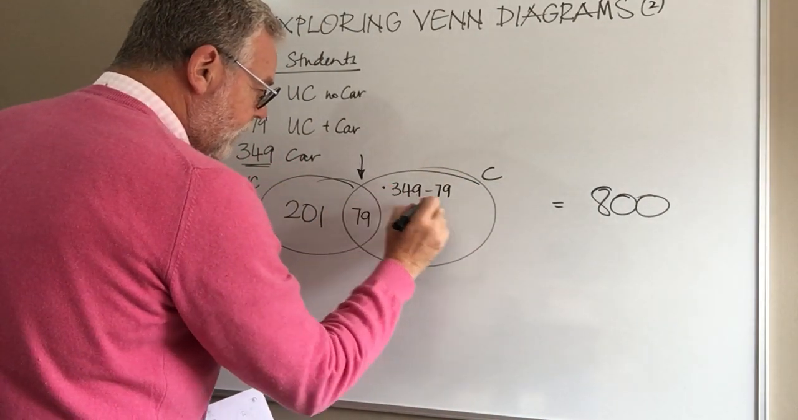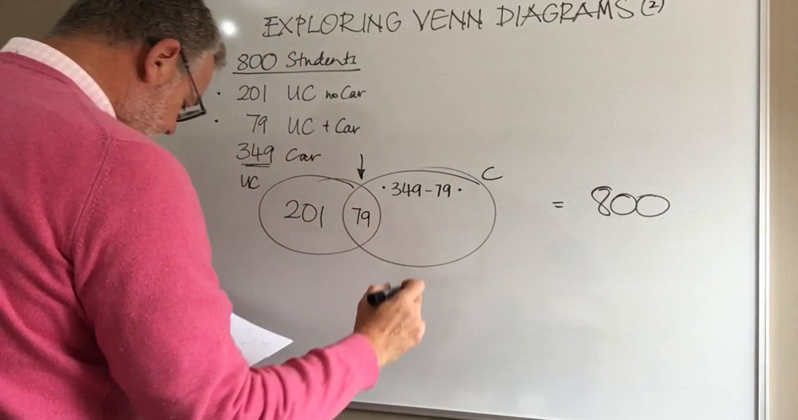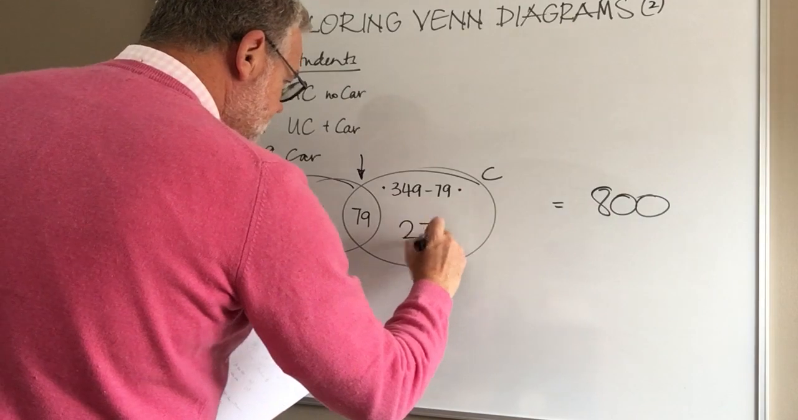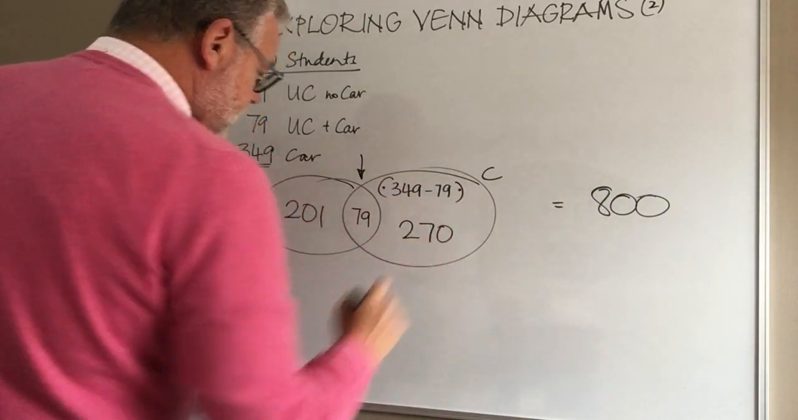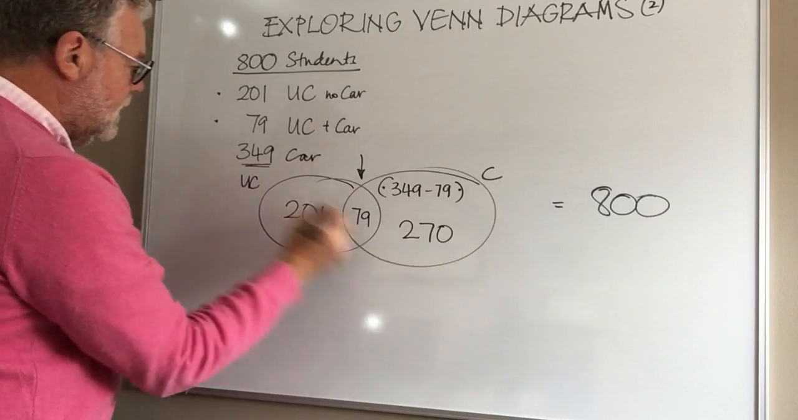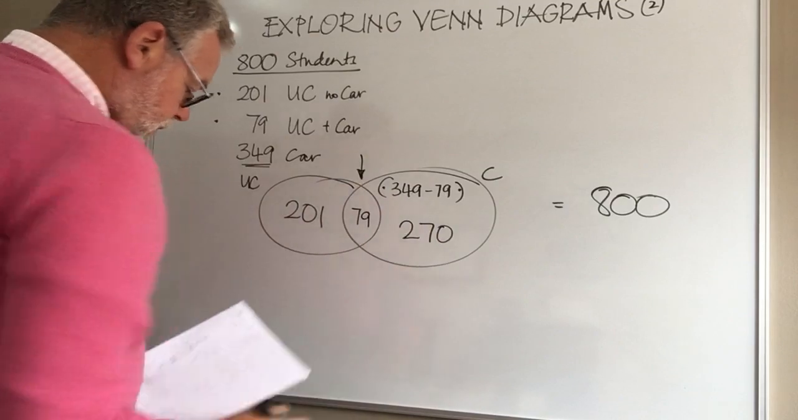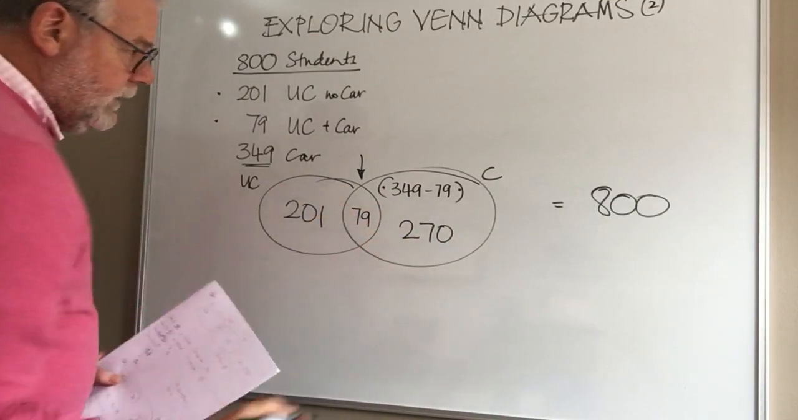Now just be careful, that's the thing that can catch us out. So if I take 79 away, it actually means, I'll just put that in brackets, that there are 270. Now let's just check that, because if we add it back together, it tells us that it's 349 that own a car. Now, when we add all these together, that gives us 550.